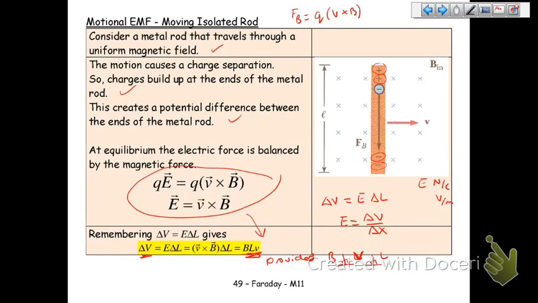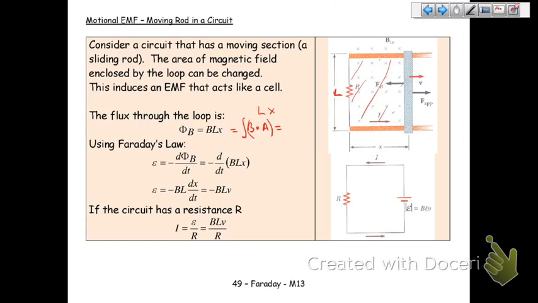Two different ways of getting the same thing. I did one talking about just the rod moving in terms of the magnetic field. I did the other one in terms of Faraday's law. And I get the same EMF in both cases. If the circuit has resistance, then I is equal to epsilon naught over R, which equals BLV over R.